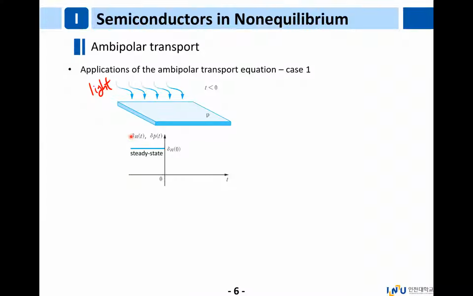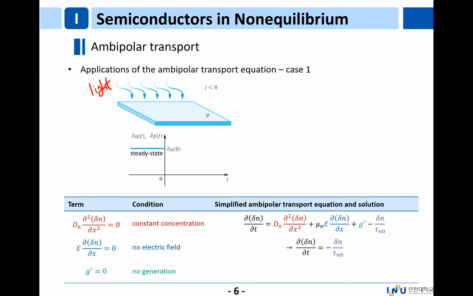So, assuming that the excess carrier concentration is uniform and there is no applied electric field and no more excess carriers are generated, we can simplify the equations as follows. In the case of low-level injection, we can consider the minority carrier electron's lifetime to be constant.